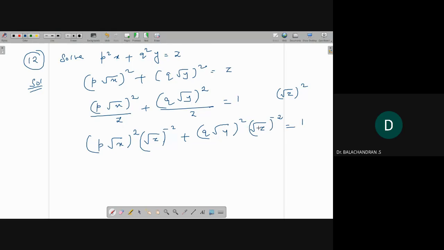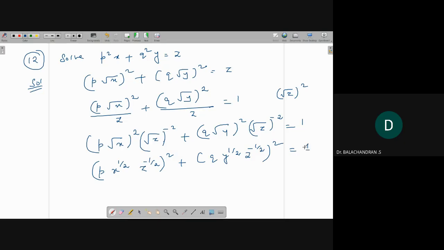If I combine this, p root x is p x power half, and z power minus half, whole square. The 2 cancels on z power minus 1 by z. Similarly, q y power half, z power minus half, whole square is equal to 1.